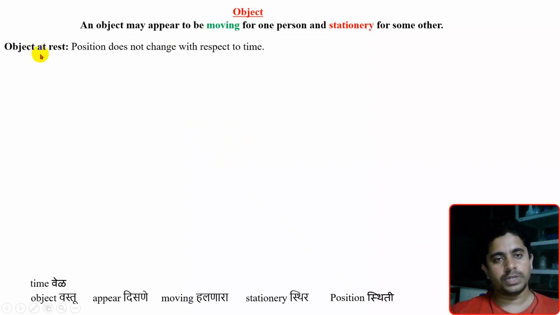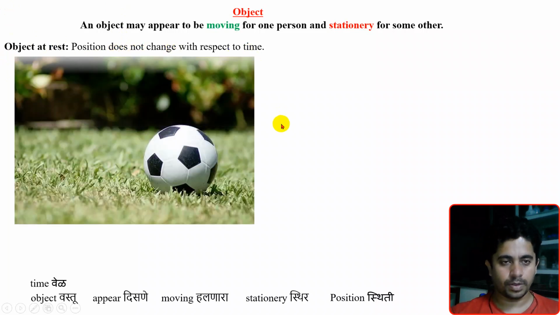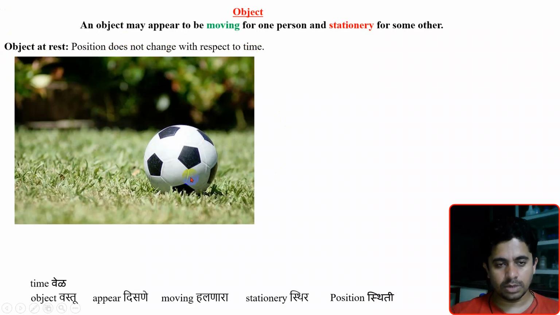There are two types of objects we can say: object at rest and object in motion. We say an object is at rest when the position of that object does not change with respect to time. For example, this football, the spherical ball, is on the ground. Suppose I have seen the position of this ball at 10 a.m. We know this ball is stationary at this position currently.